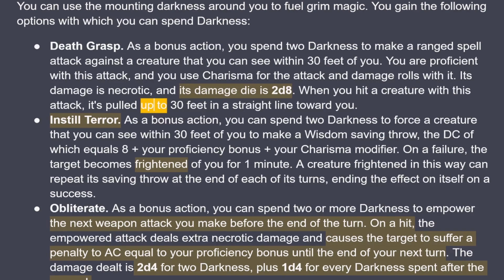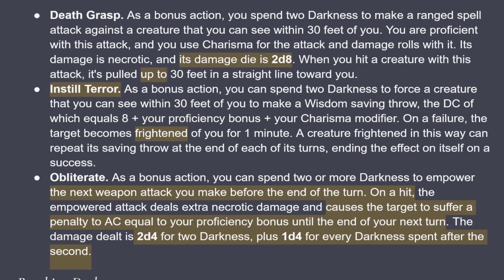I think that's an ask-your-DM situation just to make sure, but to me that's how that reads, and it makes it all the better if you can do that, because tactically there could be a really cool moment where you Death Grasp someone and yank them towards you and then just stop and let them go. The other feature, Instill Terror, and this might be my favorite.